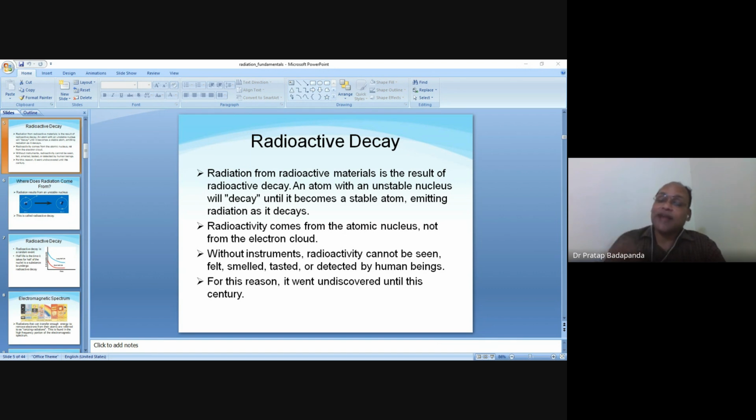Decay means the radiation. Radiation is anything that radioactive materials produce as a result of radioactive decay. The radiation formed by these radioactive elements is known as radioactive decay. An atom with an unstable nucleus will decay until it becomes a stable atom. Now, why does it happen?